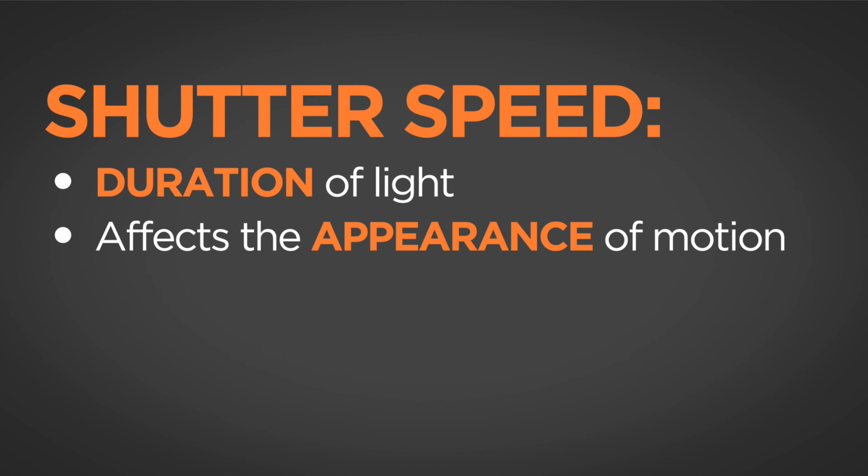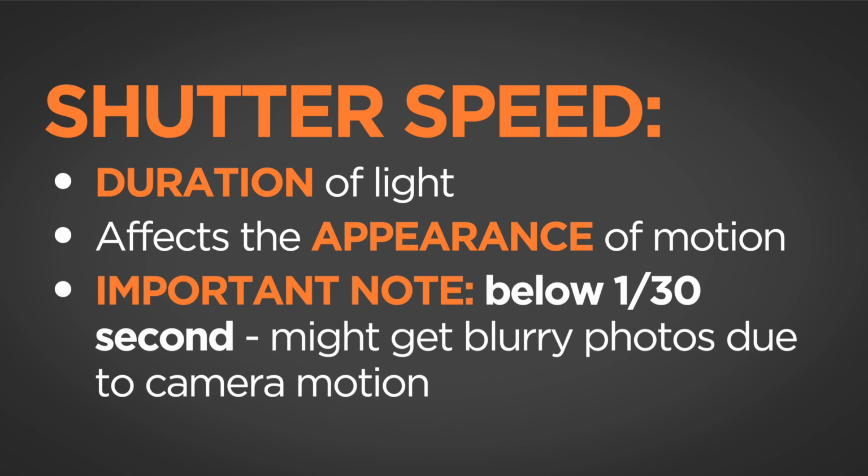Related to that is this element. If your shutter speed gets to a longer duration, slower than 1/30th of a second for most people, most cameras, there's some variation here, you might get photos that are unintentionally blurry because the camera moved a little bit. So here's what I mean by that.